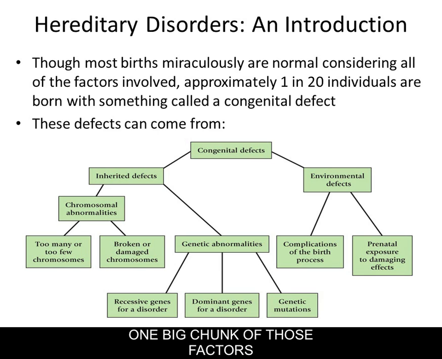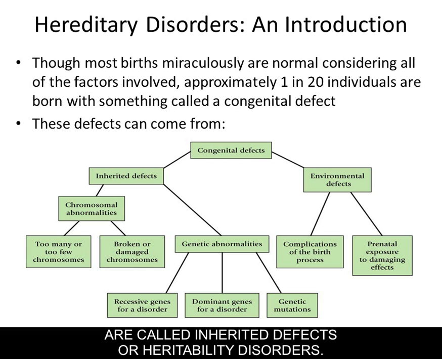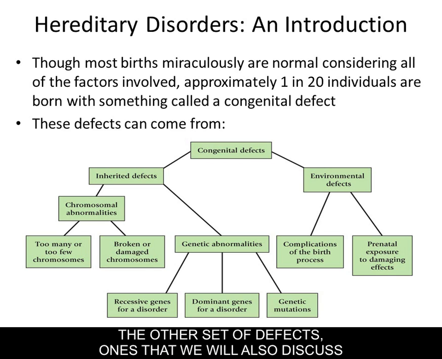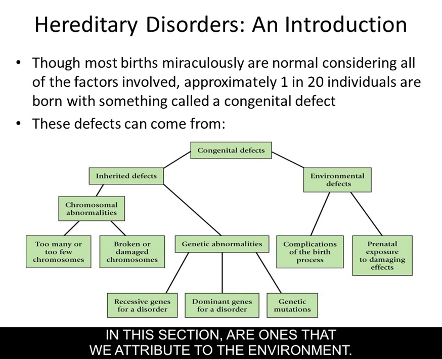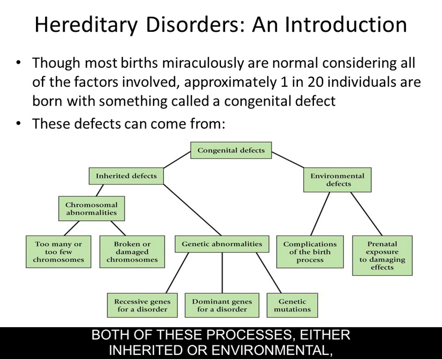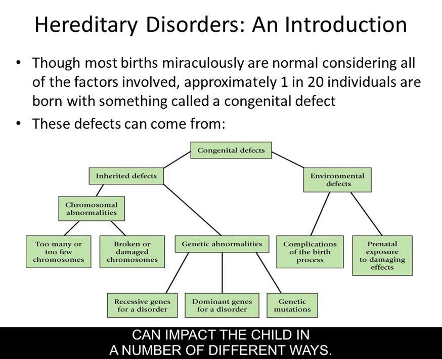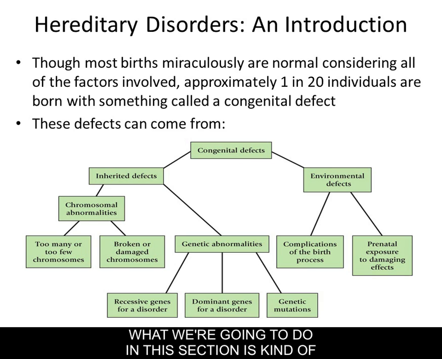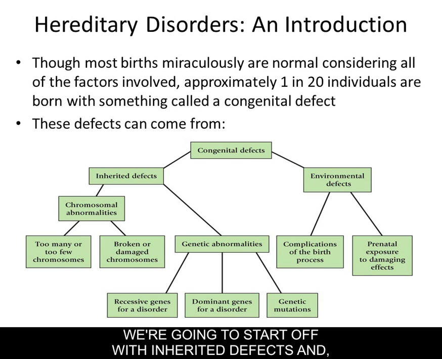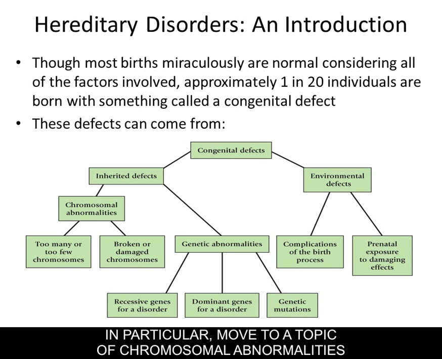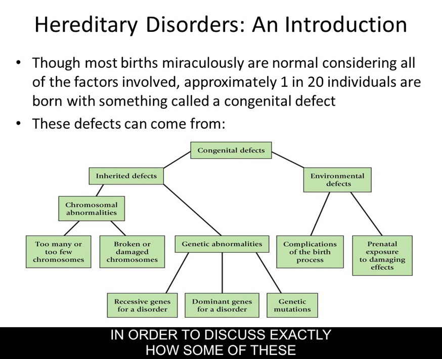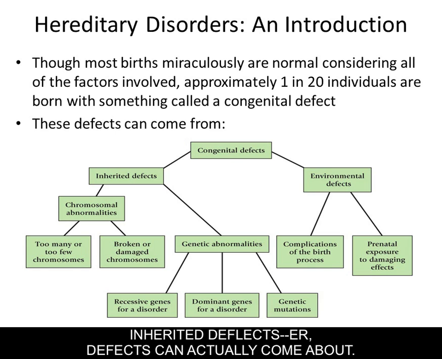One big chunk of those factors are called inherited defects or heritability disorders. The other set of defects, ones that we'll actually also discuss in this section, are ones that we attribute to the environment. Both of these processes, either inherited or environmental, can impact the child in a number of different ways. And what we're going to do in this section is break down each of them. We're going to start off with inherited defects, and in particular move to a topic of chromosomal abnormalities in order to discuss exactly how some of these inherited defects can actually come about.